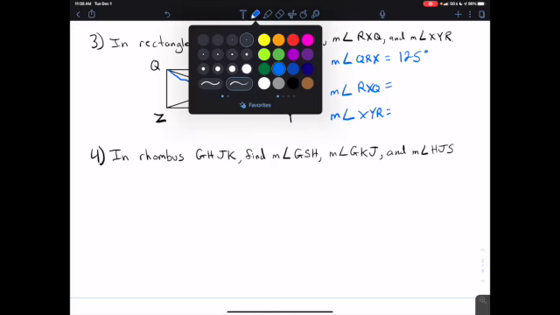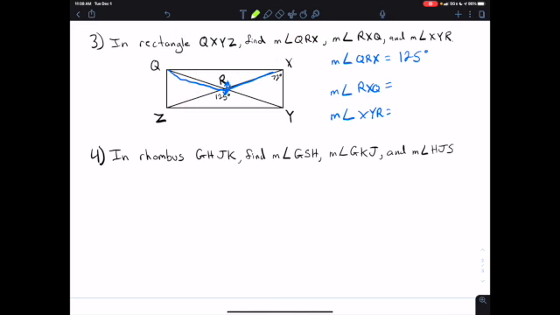All right, I'm going to switch colors. So I can do RXQ. So it's this angle. Well, this is a rectangle, so I know that this is a 90-degree angle, but it has 72 degrees of it already used. So if I take 90 degrees minus 72 degrees, then I will find that it is 18 degrees left. 18 degrees.